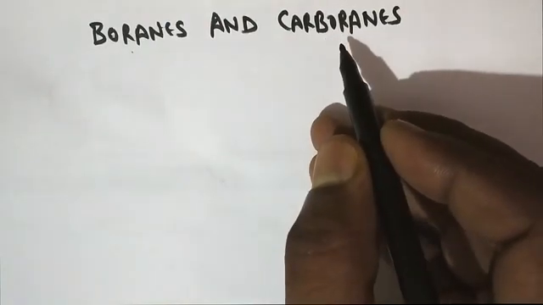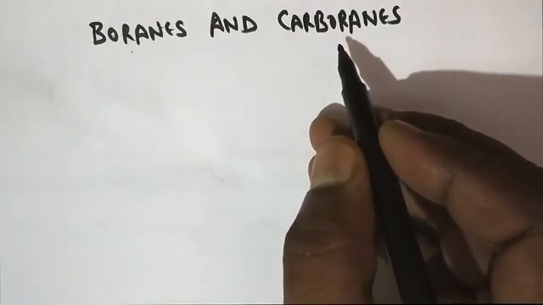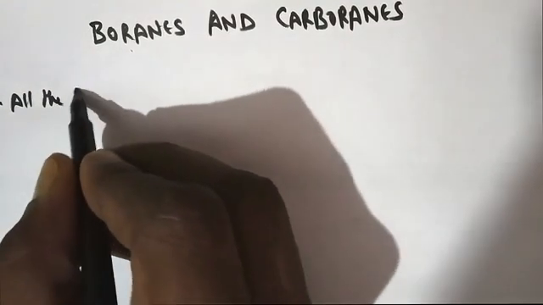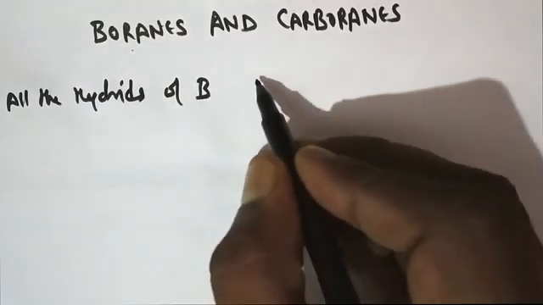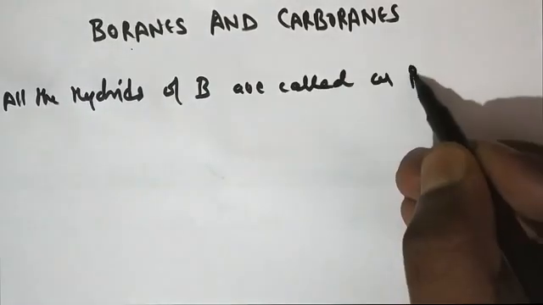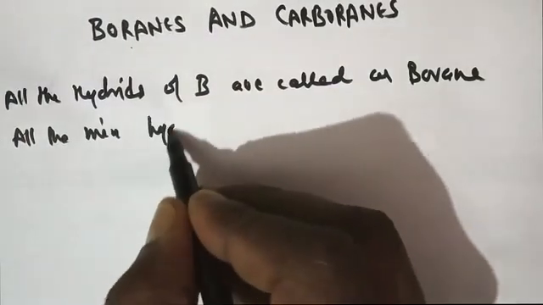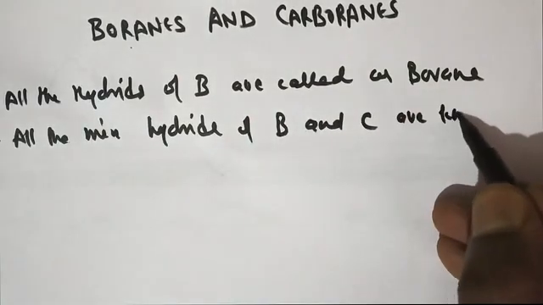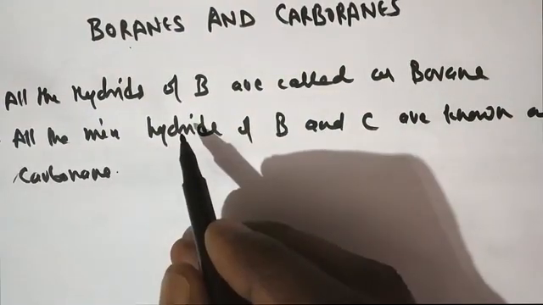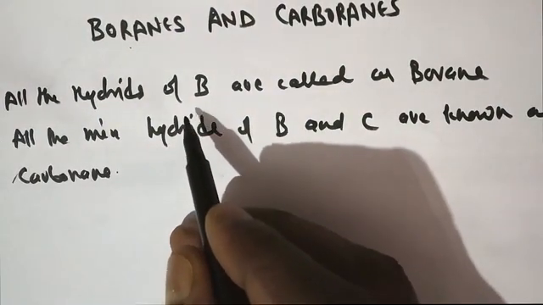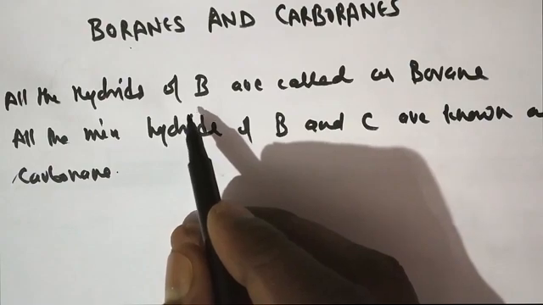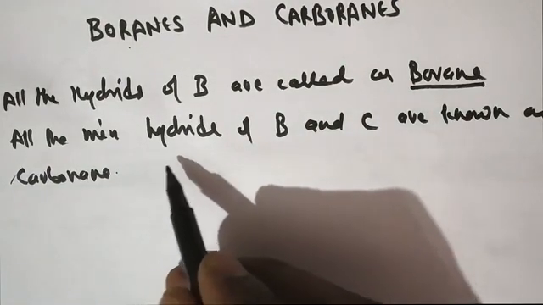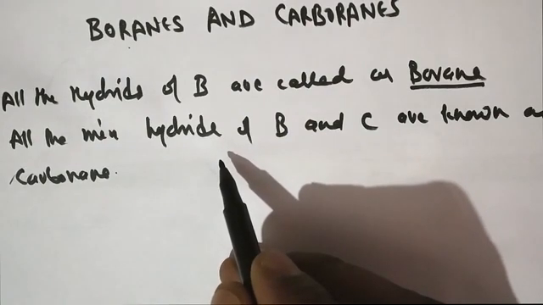First we need to understand what a borane is, and then we will study the carboranes. All the hydrides of boron are called boranes, and all the mixed hydrides of boron and carbon are known as carboranes. That means all those molecules made up of only boron and hydrogen come under the category of boranes, and if a molecule has boron and carbon along with hydrogen atoms, then it is termed a carborane.